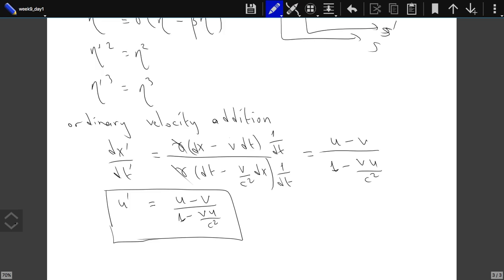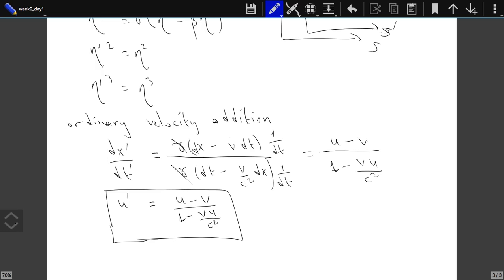V is the relative speed of the two reference frames. You see, Galilean transformation just tells us that u prime is u minus v. This is the new term we have. Now, the thing is, if you look at the velocity addition rule, how velocity transforms from one reference frame to the other reference frame, well, it's quite complicated. This is a simple case where the reference frames are moving in a single direction, and the velocity of the object has only a single component.